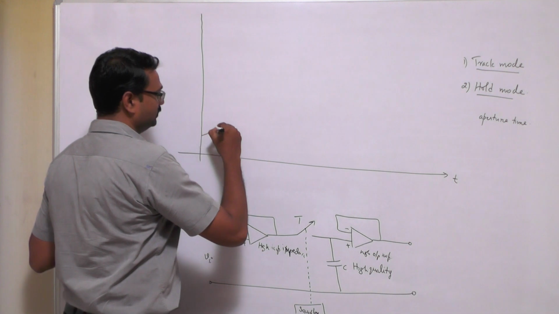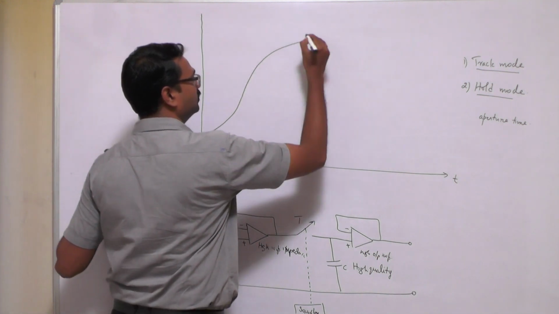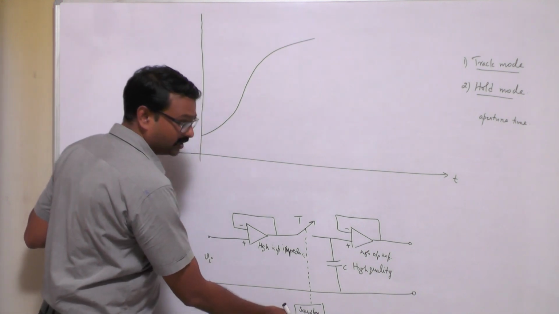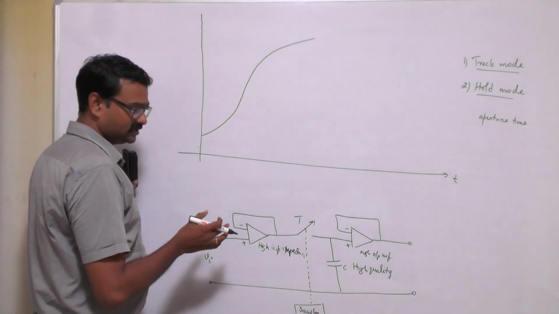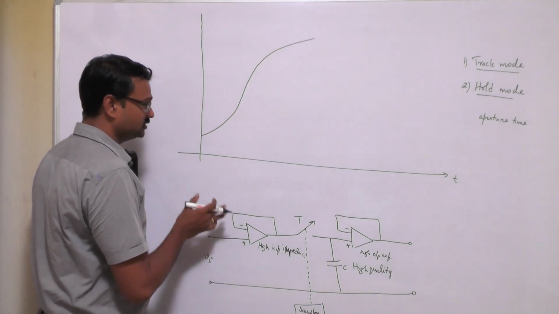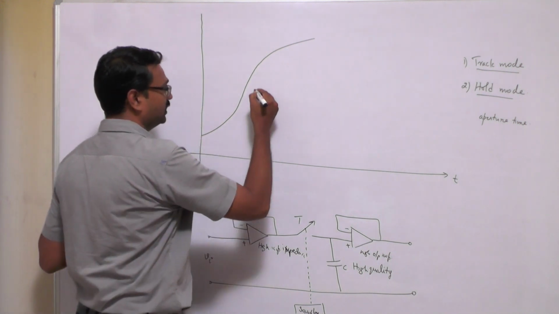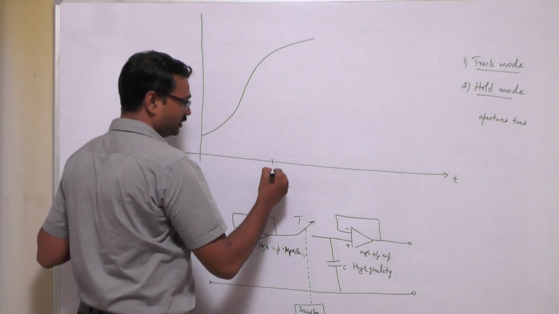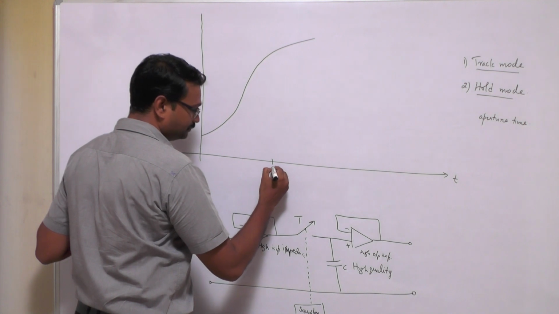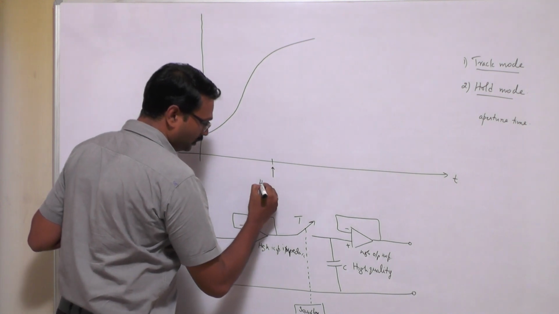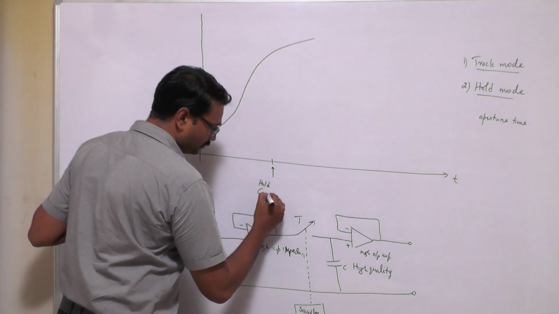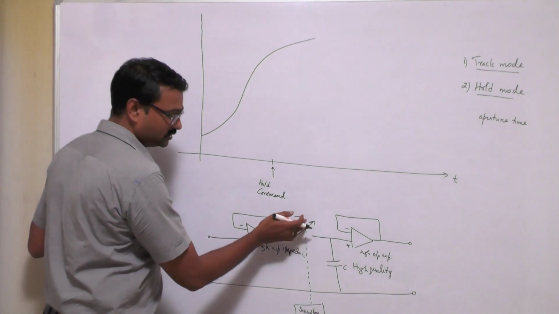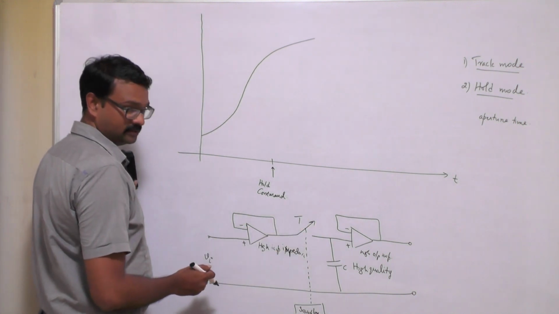Now let us say we have a signal, continuous time signal going like this. Now for example, if I have given a sample and hold command here, now let us say the device is in the track mode. For example, if the track mode is here and track mode is running, and at this point of time I am giving the hold command. At this point. That is, during the hold command, the switch here is opened.